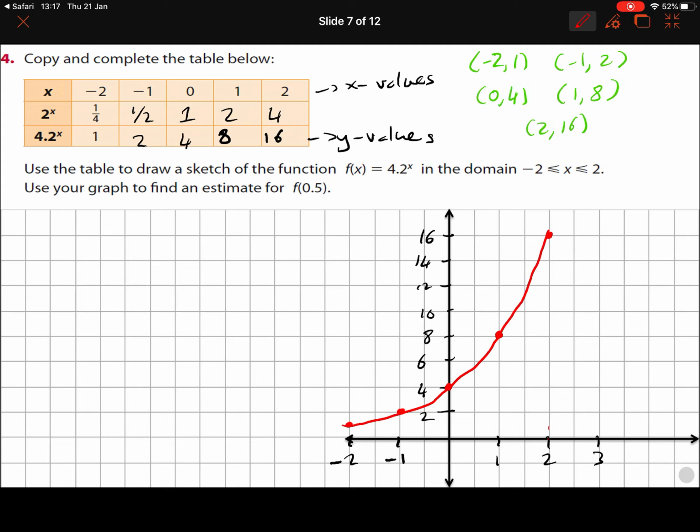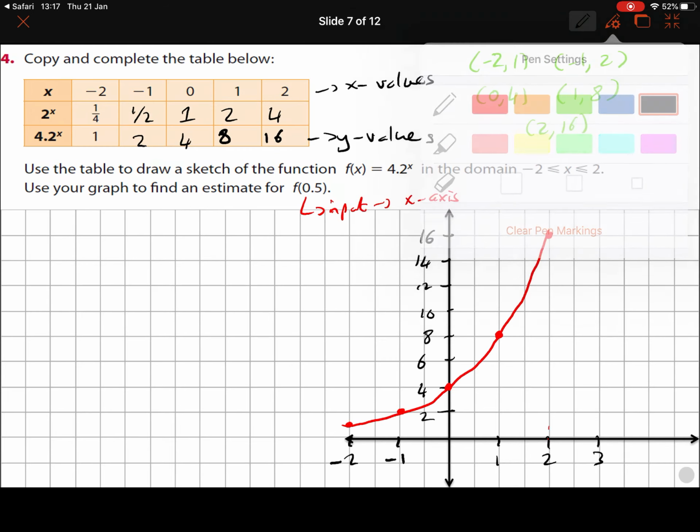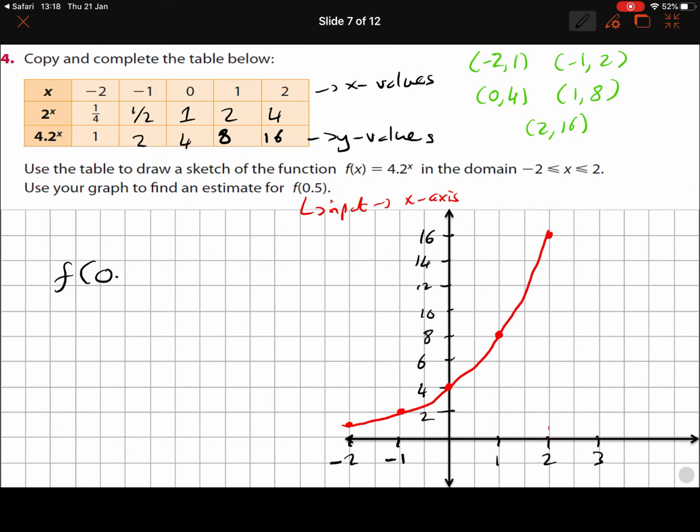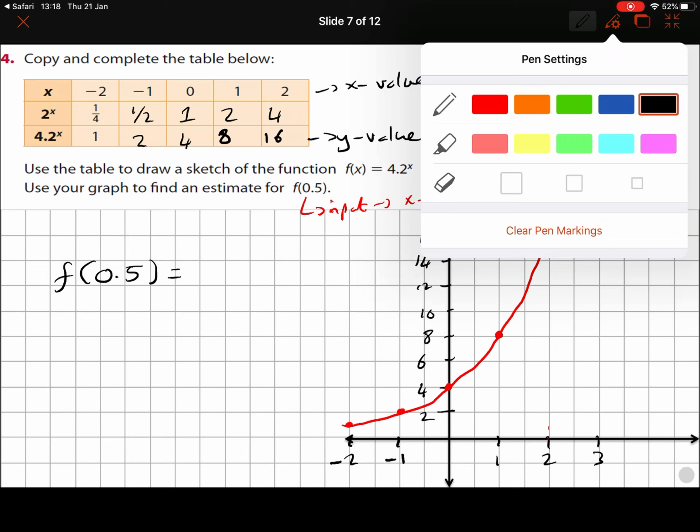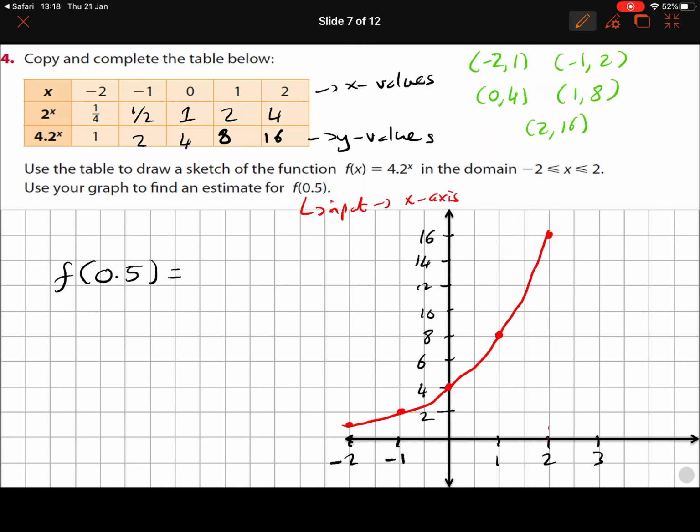Use your graph to estimate the value of f of 0.5. So that is an input, so the x-axis. So let's answer this. So f of 0.5 is equal to, and we'll read it off here. So 0.5 is about here, and go across there. So we're going to say about 5.7 there for that one. Okay, and that's all the questions.